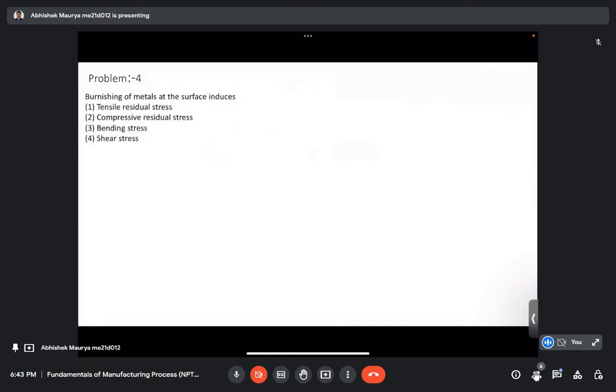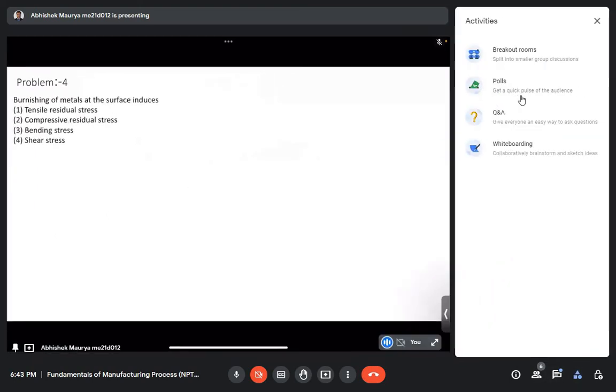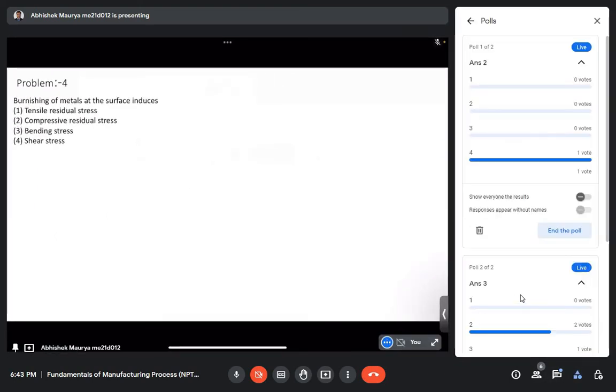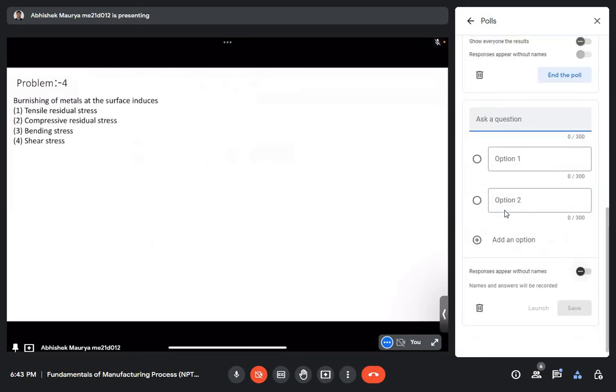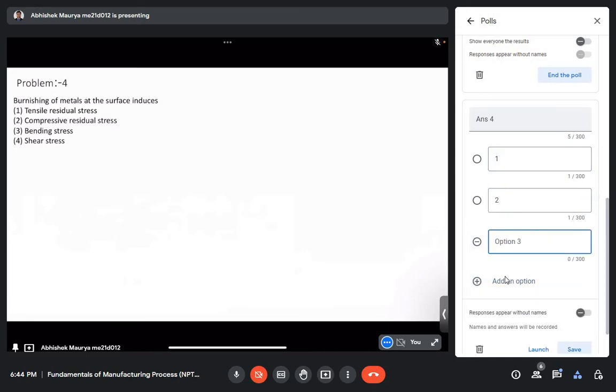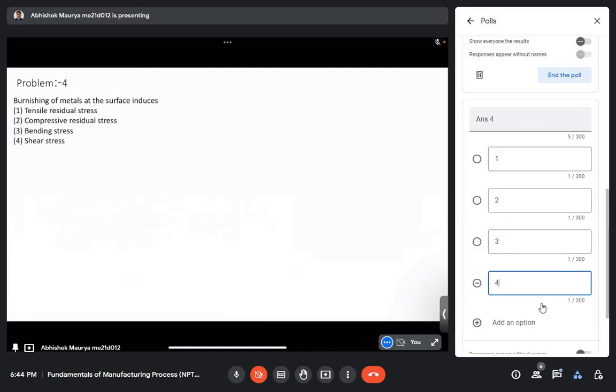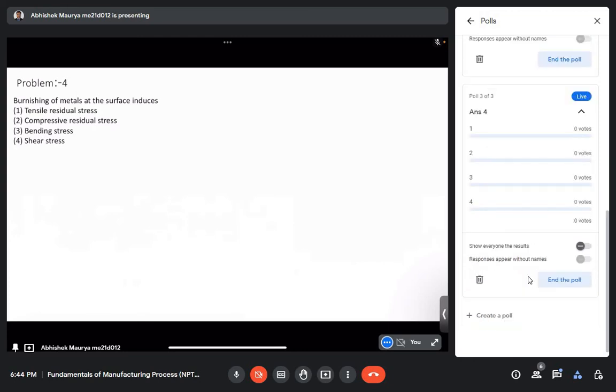Please read the question, and you can give your response in the polling section. Meanwhile, I will create the polls. Yes, polls are live. You can give your response in the polling section.